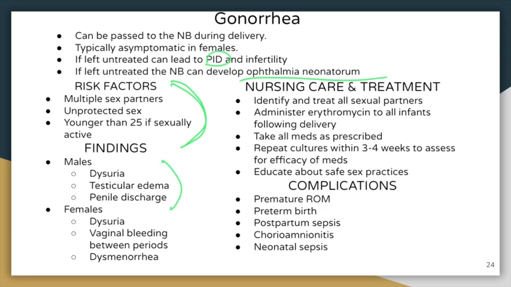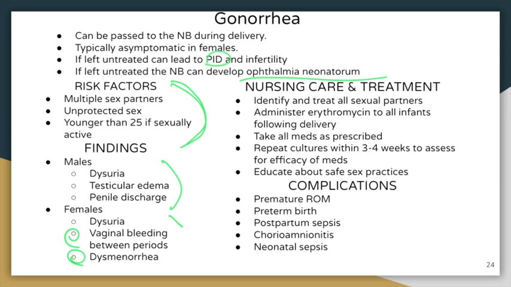And it's kind of similar, actually, for the men for the findings of chlamydia, but the difference here for the women is they can have vaginal bleeding in between their periods and dysmenorrhea, which is painful bleeding. So we want to make sure that if we have a client who comes up positive for gonorrhea, that we identify and treat all their sexual partners.